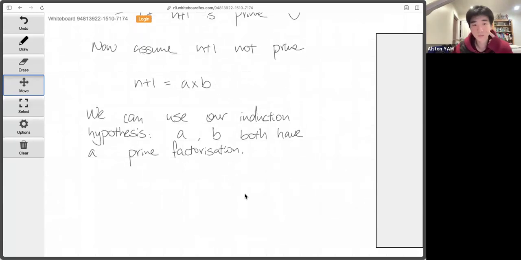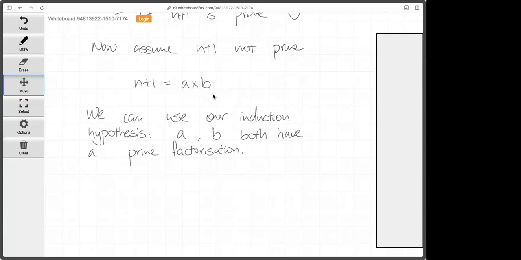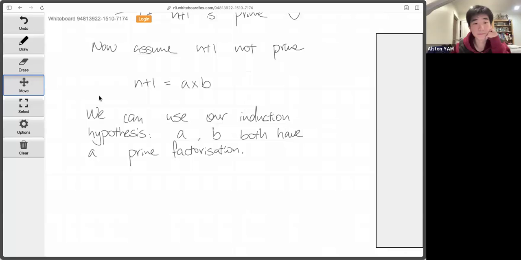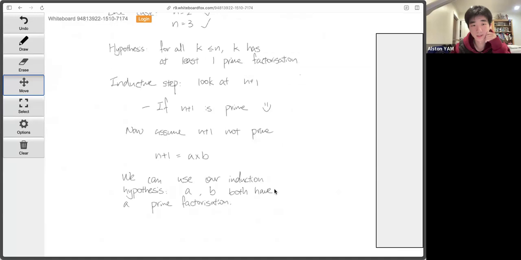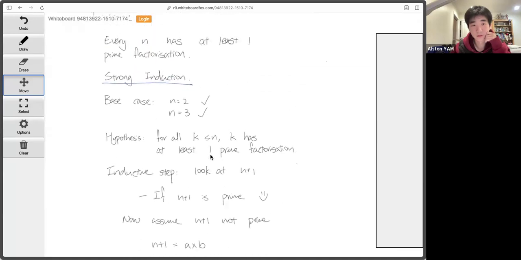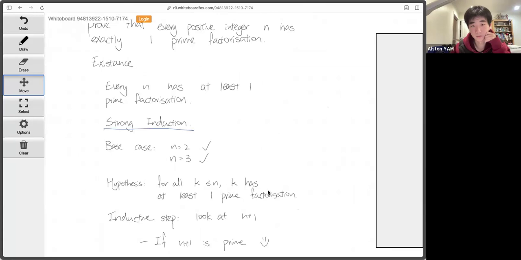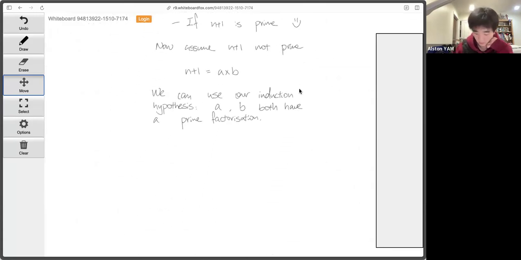So we are basically done with the induction here, right? We are basically done because if A and B both have a prime factorization, then we have proven that n plus 1 actually has a prime factorization as well, because you can just take the primes of A and multiply the primes of B. Okay, cool. A times B, that means n plus 1 will have a prime factorization. So we have proven the existence part of the fundamental theorem of arithmetic.